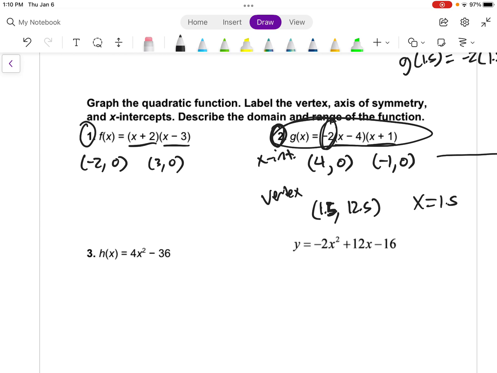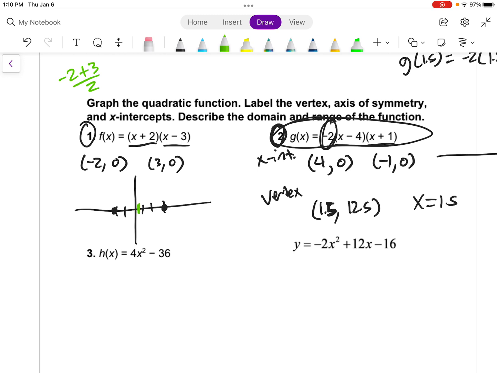Okay, let's put those on a graph. At negative 2, 0, it crosses the x-axis, and at 3, 0, the difference between those is 5 again. So if I go over 2.5, I think that's going to put me at a half. It puts me right in between there if I go 2.5 either way. Or the other way to do it is to go negative 2 plus 3 divided by 2. So that'd be 1 over 2, or a half.